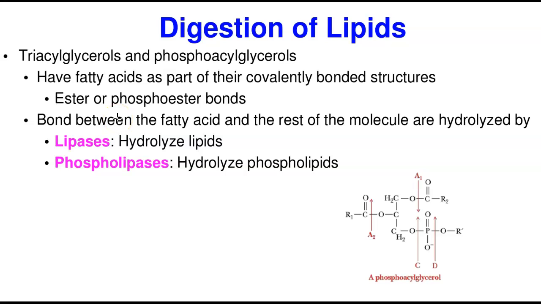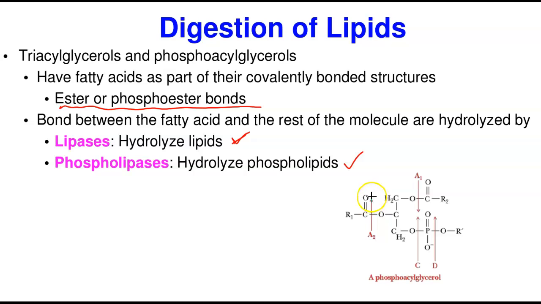So both the phosphoacylglycerol and triacylglycerol have fatty acid as part of the covalently bonded molecule, bonded through the ester or the phosphoester bond. Now, bonds between these molecules are broken down by the enzymes lipases. Lipases are digestive enzymes that break down lipids. What they typically do is break down the ester bond or the phosphoester bond. So the lipases will break the normal ester bond, whereas the phospholipases will break the phosphoester bond.